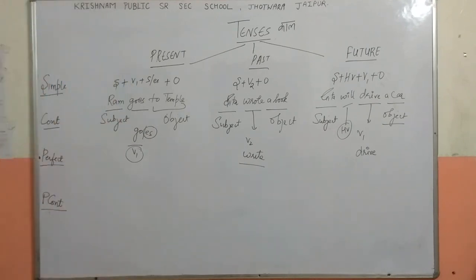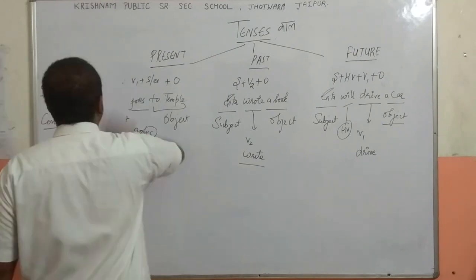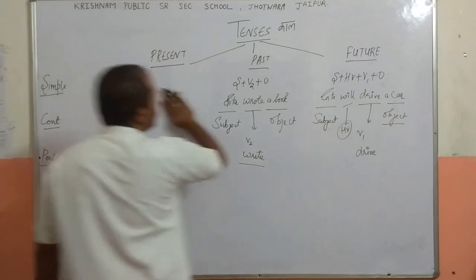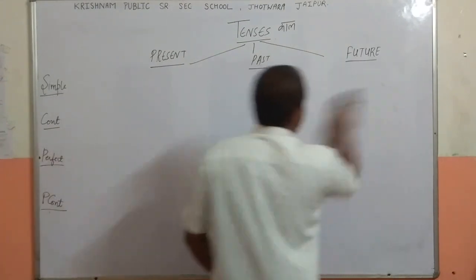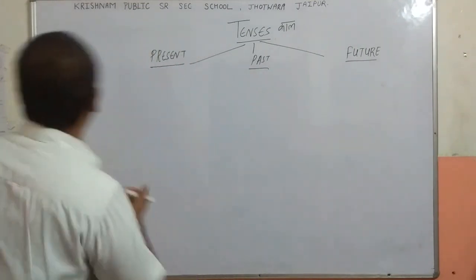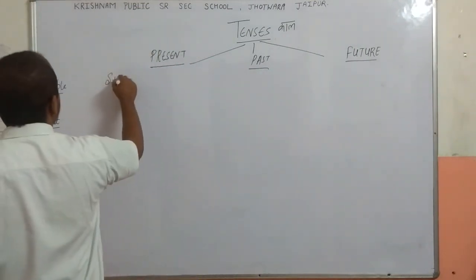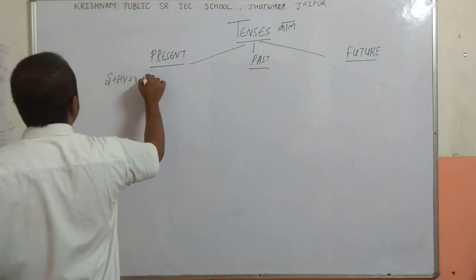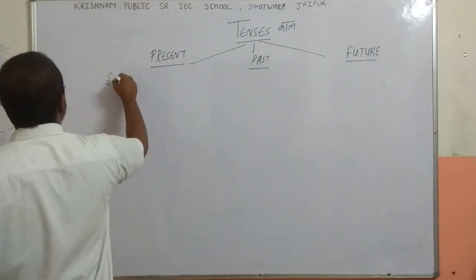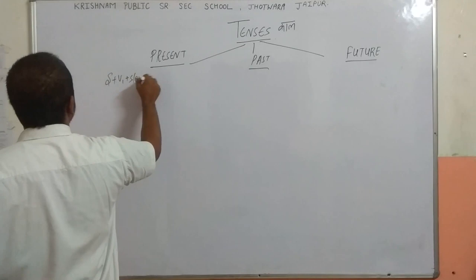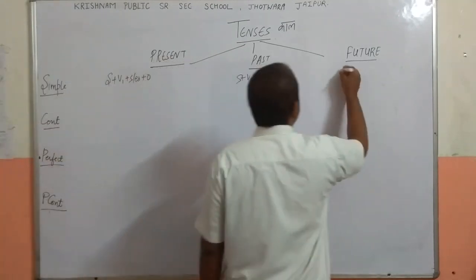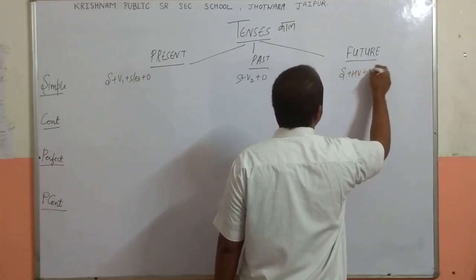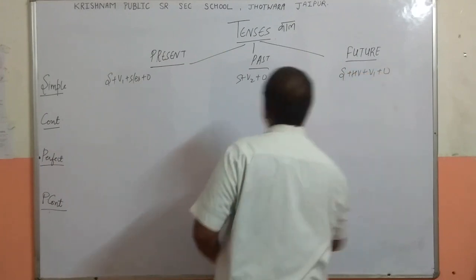Moving further, we have continuous now. Okay? So we will be talking about continuous. I'll write the simple one again, so it will be easy for you to coordinate. Subject plus verb's first form plus s or es plus object. Subject plus verb second form plus object. Subject plus helping verb plus verb's first form plus object.